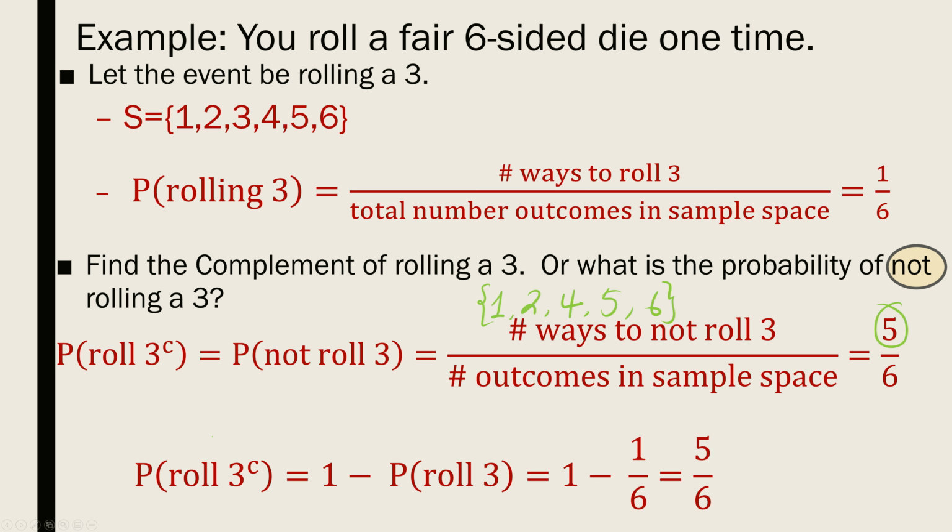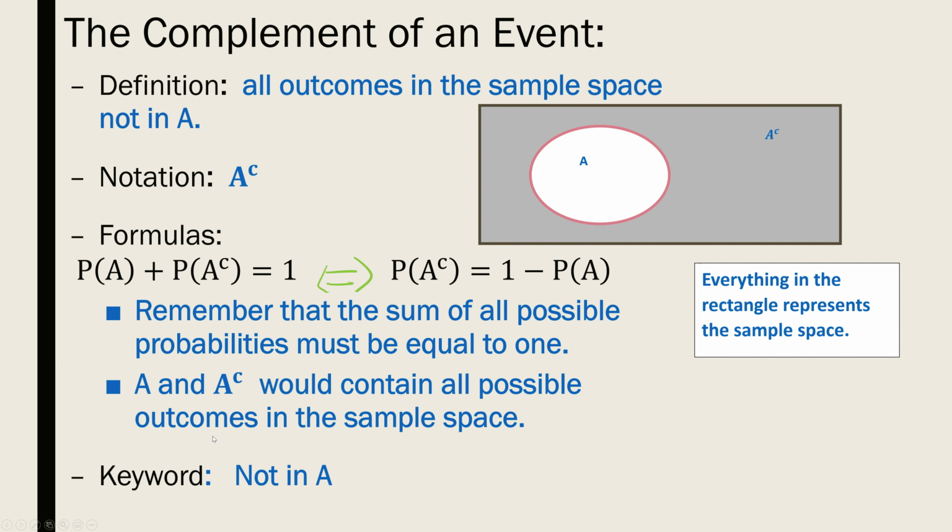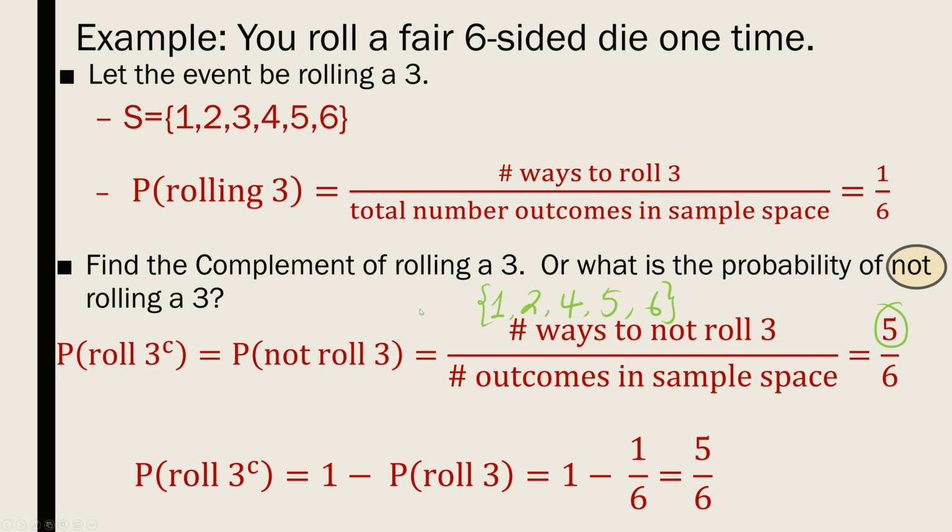Using another formula, using this formula here, we can also calculate the probability of the complement of rolling a 3 in this way. Use 1 subtract the probability of rolling 3, which is 1 subtract 1 divided by 6, which is 5 divided by 6, from here. We can see these two numbers are the same.